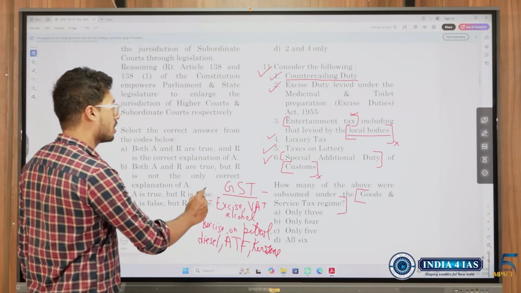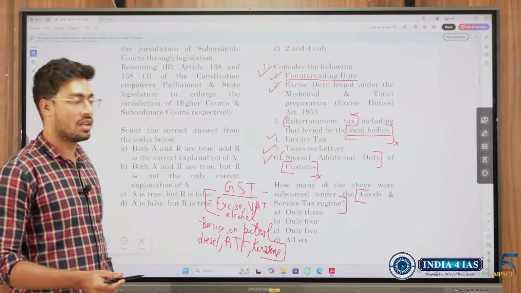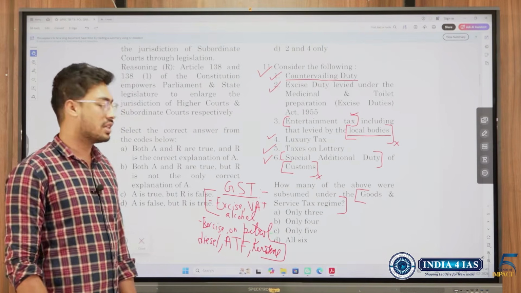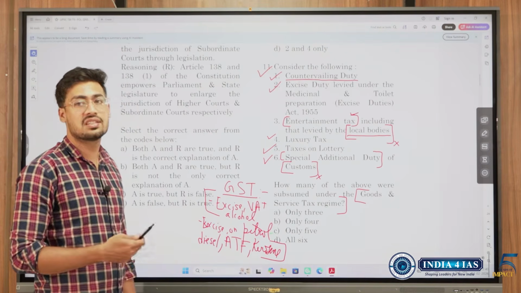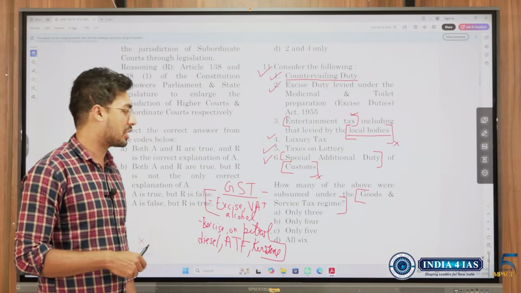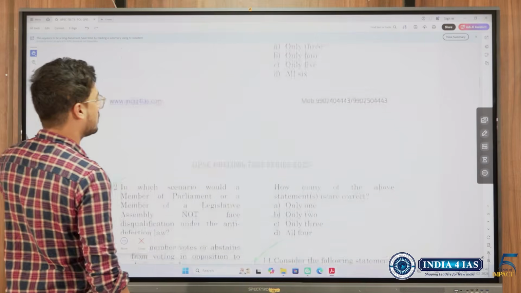are the things which are as of now kept outside the purview of GST, because states do not want to give up their VAT over alcohol. But in the future, this may be subsumed under GST. In case it is subsumed, that year this question will become more important. We'll move on.